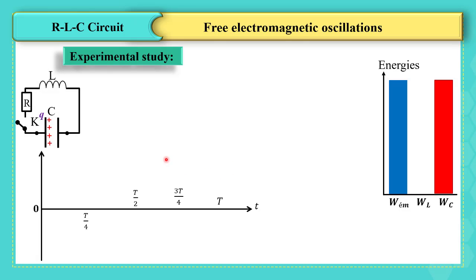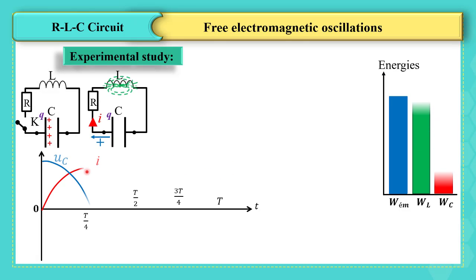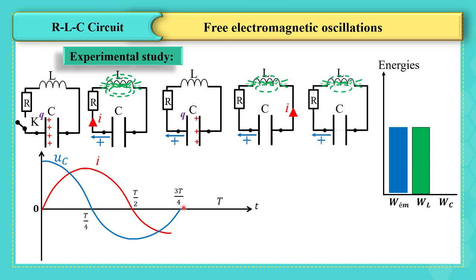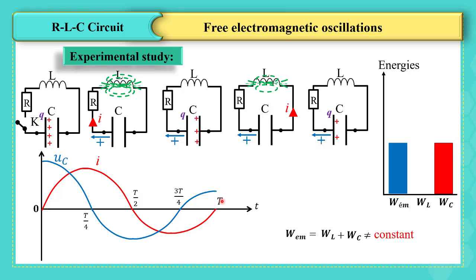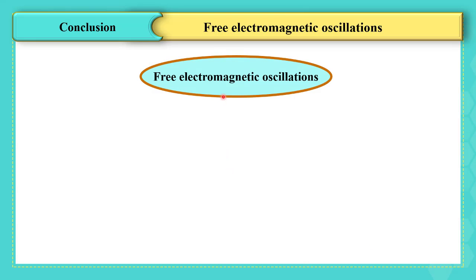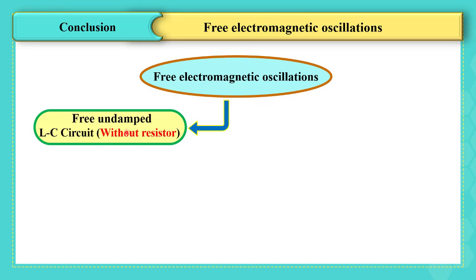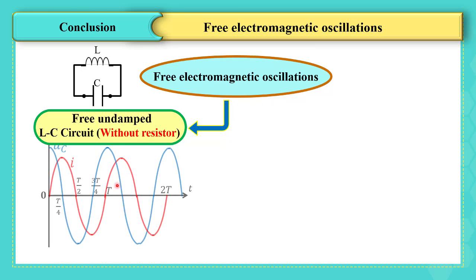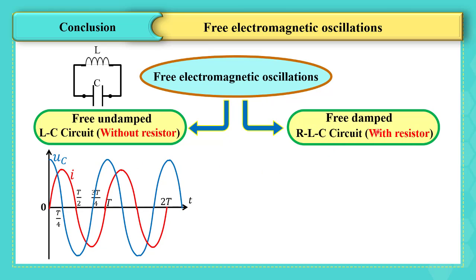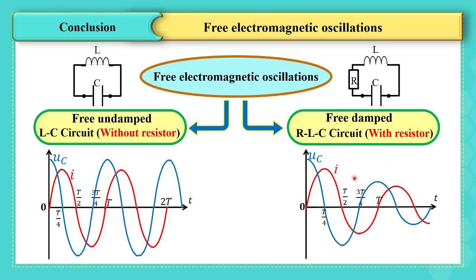While if resistance exists in the circuit, we will observe that the amplitudes of the current and the voltage UC decrease with time, so the electromagnetic energy is decreasing too. Now, the free electromagnetic oscillation can be free undamped in the case of no resistance, where the amplitudes of UC and the current are constant, or it could be free damped electromagnetic oscillations in the case of existence of a resistor in the circuit, where the amplitudes of UC and the current decrease.